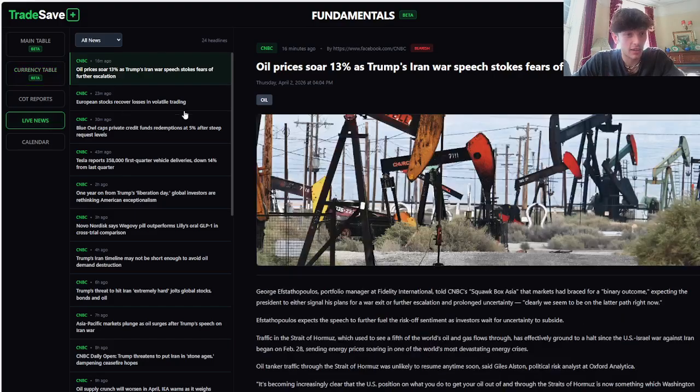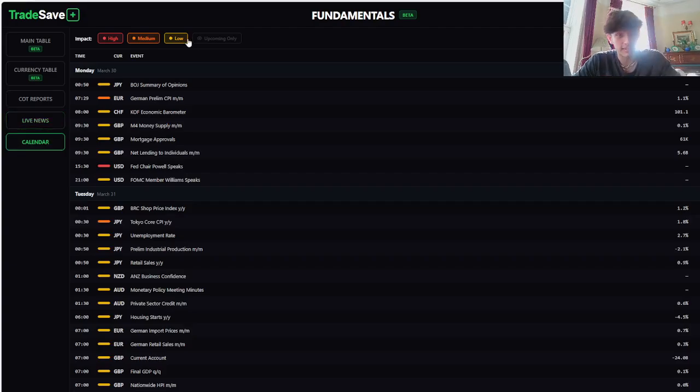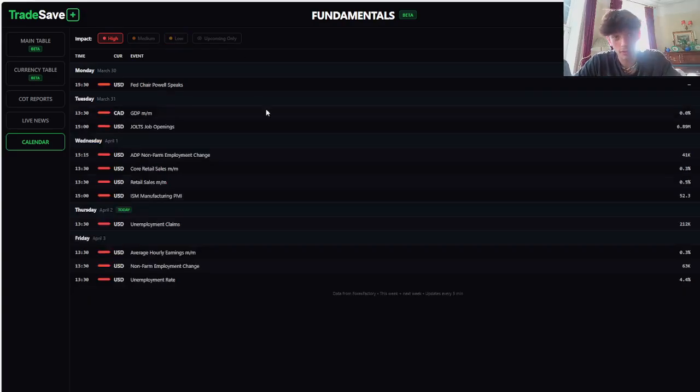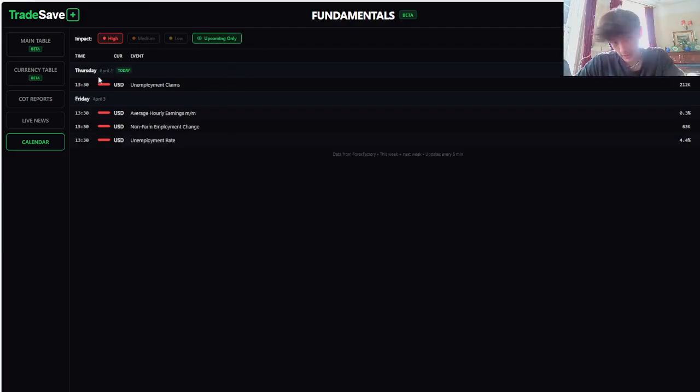And what you can see here is the live news and the calendar. This is the calendar like Forex Factory as well. You see the high impact, the medium impact, and the low impact. I normally just toggle it by high impact news, and then I click on upcoming only. They can just filter all of the past data out and just look at the stuff that's coming up in the future.